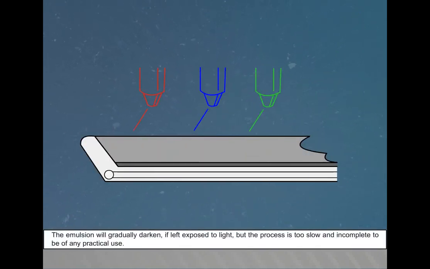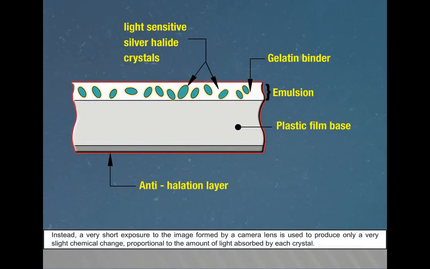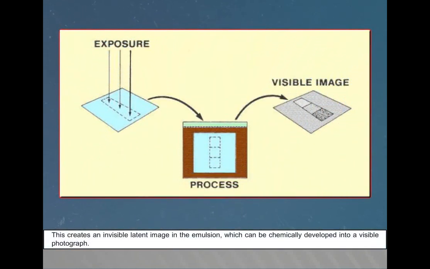The emulsion will gradually darken if left exposed to light, but the process is too slow and incomplete to be of any practical use. Instead, a very short exposure to the image formed by a camera lens is used to produce only a very slight chemical change proportional to the amount of light absorbed by each crystal. This creates an invisible latent image in the emulsion, which can be chemically developed into a visible photograph.